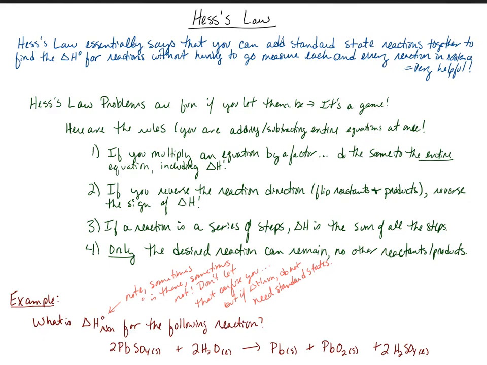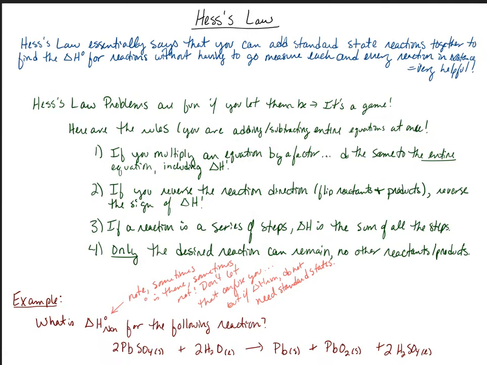So now we're going to talk about Hess's law. Now, Hess's law basically says that if you can add standard state reactions, so remember 1 ATM, 298.15 K, together to get the delta H naught for reactions, you can do that without having to go and measure every single reaction separately, which means that this is very, very helpful when it comes to understanding what delta H is for each reaction.